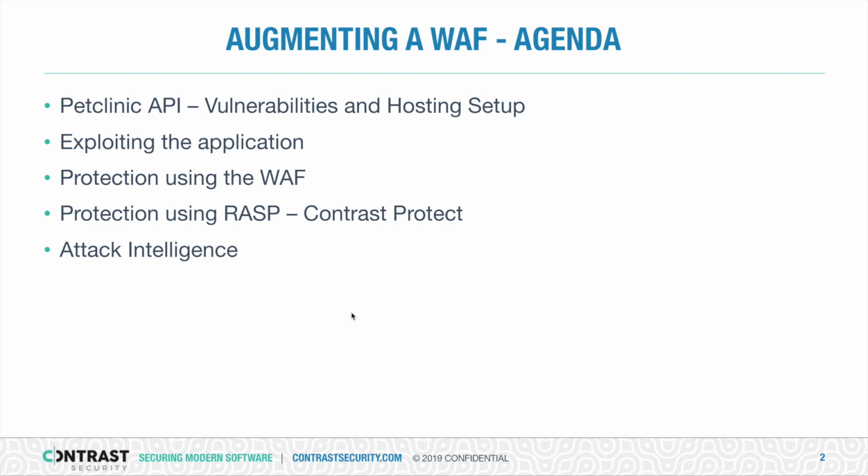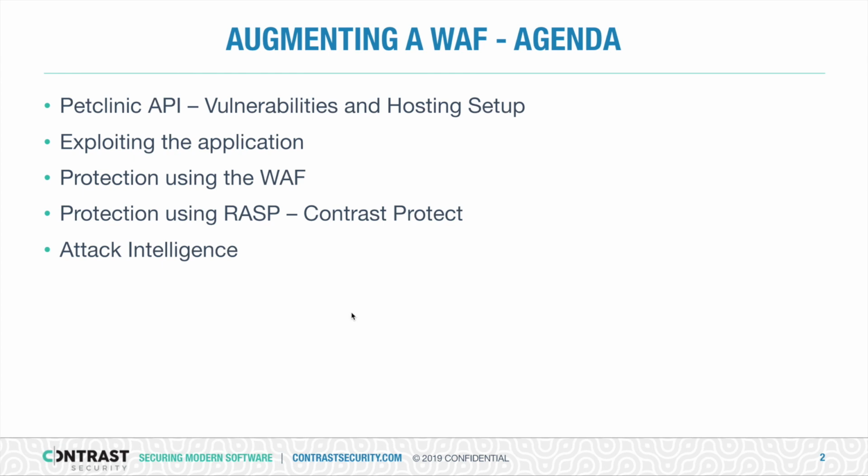We're going to start by having a look at the application in question. It's Pet Clinic. It is a RESTful API and it has a number of known vulnerabilities that have been uncovered using Contrast Assess. We'll have a look at the hosting setup in Microsoft Azure, and then we'll have a go at exploiting the application using a list of payloads that I have. We'll then go on and attempt to exploit the application via the web application firewall to show you what's blocked.